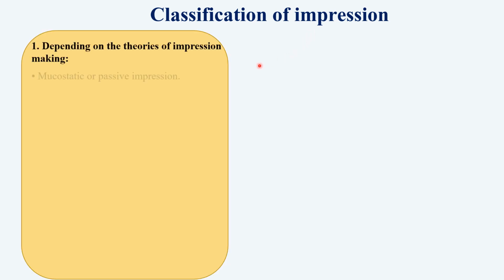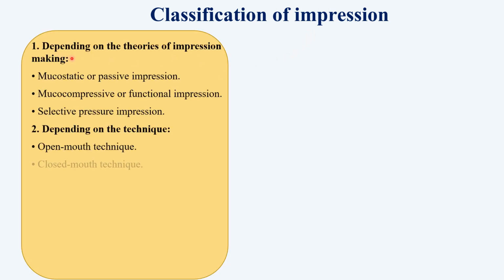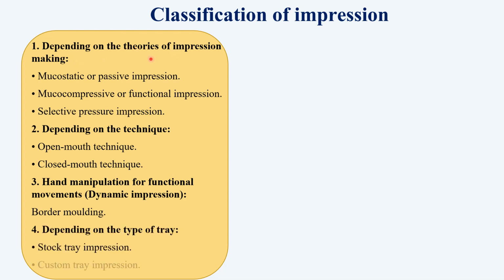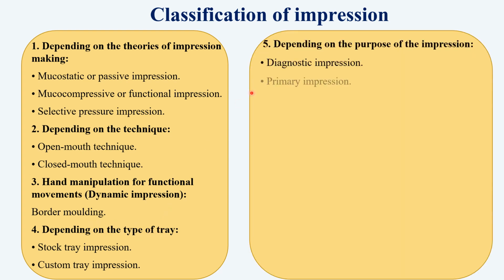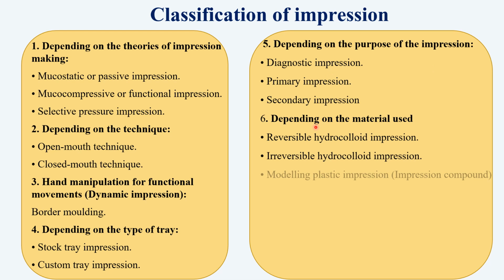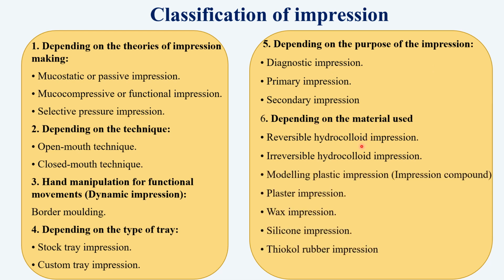Now let's move on to the topic, that is classification of impression. So we can classify it according to various headings, like depending on the theories of impression making, depending on the technique that is used to take impression, non-hand manipulation for functional movements that you can also call a dynamic impression, depending on the type of tray used, depending on the purpose of impression, depending on the materials used. So these are the bases on which we classify impressions. So we'll deal with every one in detail. So moving on to the first.